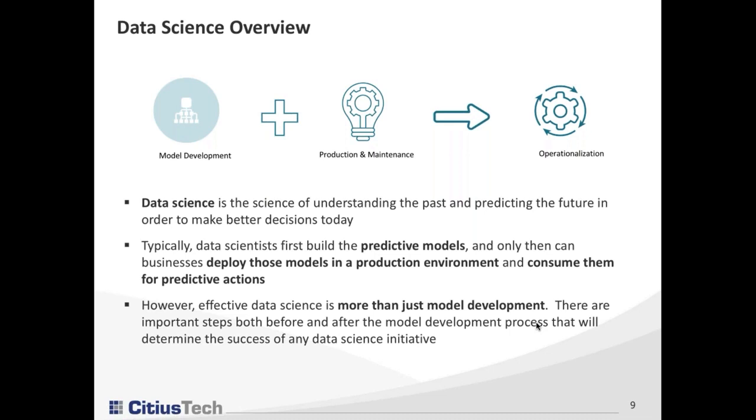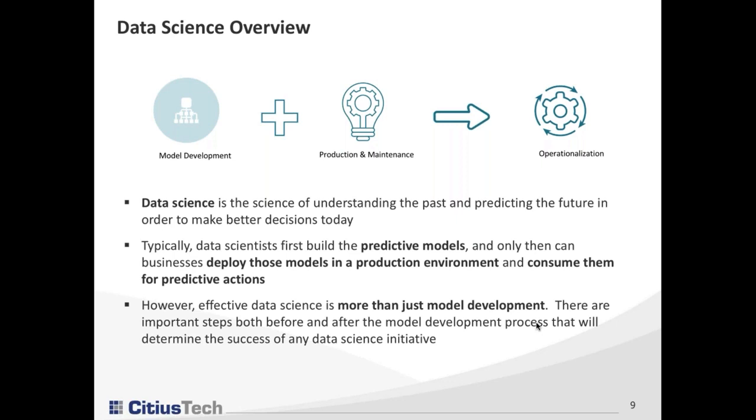So typically, predictive models are built by data scientists, and then the businesses use those models to consume them for predictive actions. So an example of this is, there's currently several industry standard models that have been developed to help predict patients at risk for developing sepsis in a hospital setting. So this information is then used to target high-risk patients with early interventions to help improve outcomes and help drive down costs, since some of the later interventions tend to be very expensive.